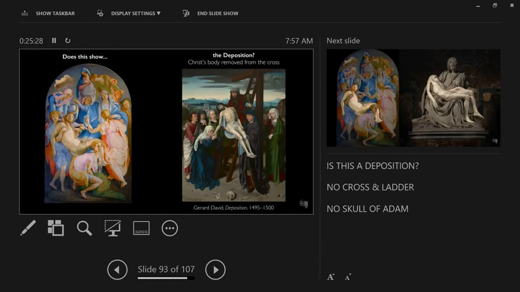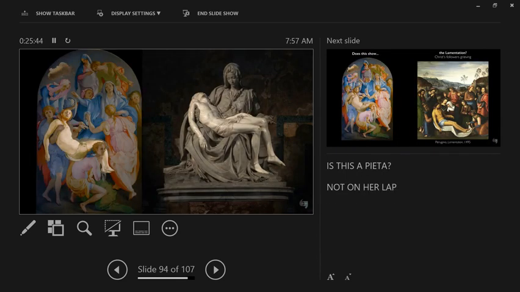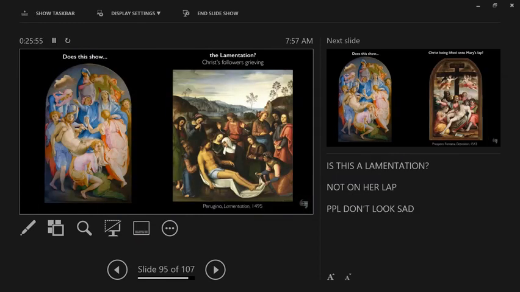Is this the deposition? This is where they take Christ off of the cross. No, it's not, because the normal deposition would have a cross and a ladder in it. All right, is this a pietà? No, it's not a pietà because he's not on her lap. He's on the back of this other guy. And is this a lamentation? No, there's not enough grief in this. Nobody really looks like they're grieving. They're not in the grieving poses. So it's not a lamentation.